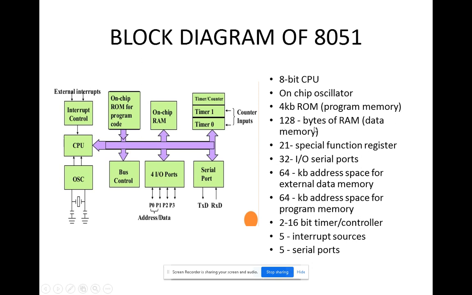And then here you will have 128 bytes of RAM, used for storing the data. ROM of 4 kilobytes will store the program memory. And then 21 special function registers will be available here. And then 32 input output lines, 64 kilobytes address space for external data memory, and 64 kilobytes address space for program memory are available. And then 2 16-bit timers, timer 0 and 1. And then 5 interrupt sources and a serial port. These are the overall blocks available in the 8051 microcontroller.